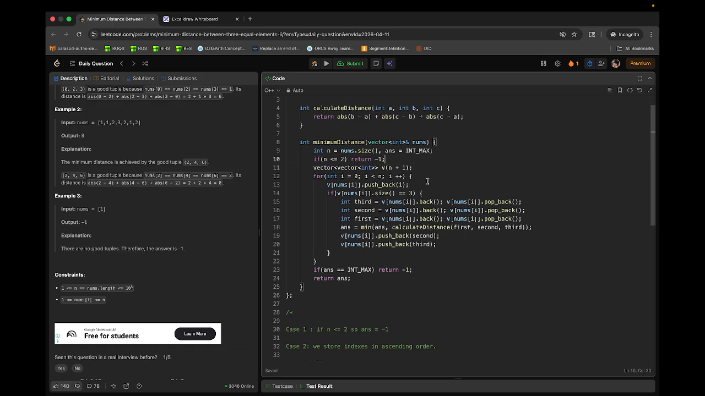If we look at the time complexity, we simply iterated over the array once, so it will be O of n. For space complexity, in the worst case, if each element occurs once, it will be O of n into 3, which is still O of n only.